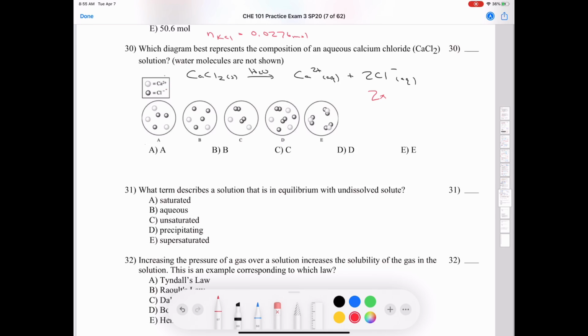Now if the chloride ions are these darker spheres, you can see that in B, I have 2 times the amount of chloride spheres, or of those dark spheres that represent the chloride. So I have 4 of those, whereas I only have 2 of the calciums. So B makes the most sense.